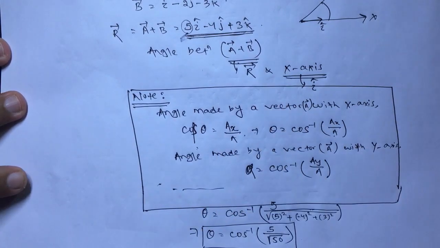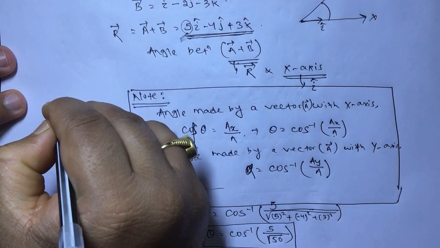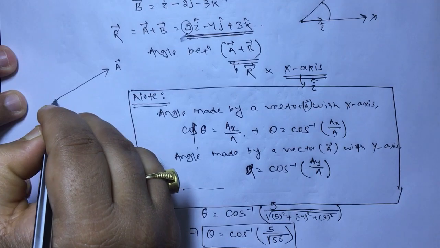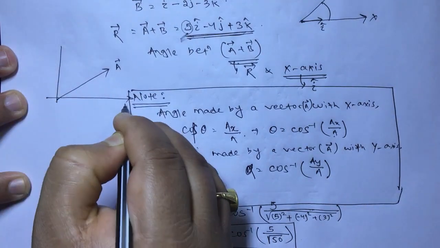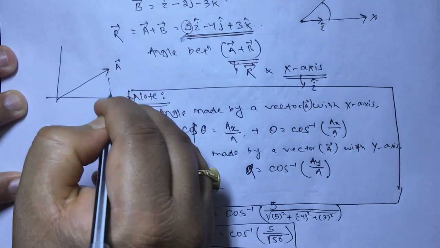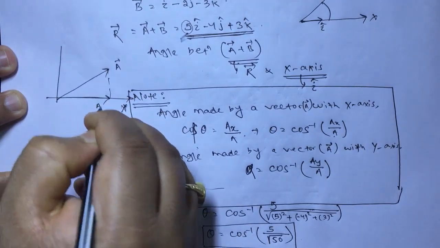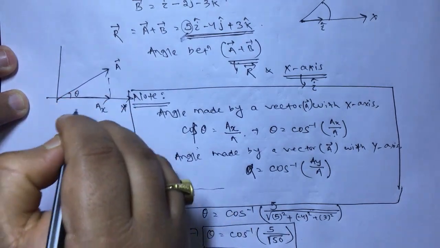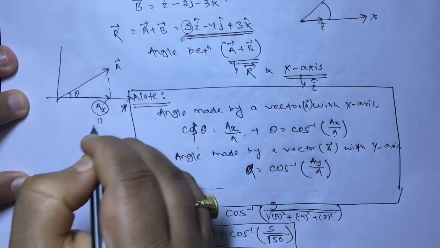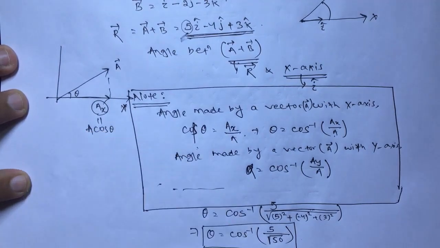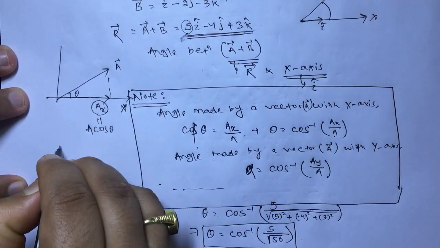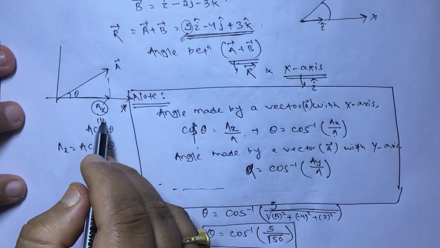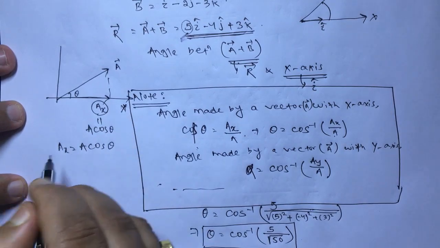From where I got these answers? Remember, if A is a vector, and let this be the x axis, then A vector has a component of ax along this direction, and this angle is theta. If this angle is theta, then what will be the value of ax? It will be a cos theta. So very simple, I can write ax will be equal to a cos theta. If you make an angle of theta with x axis, then ax equal to a cos theta.